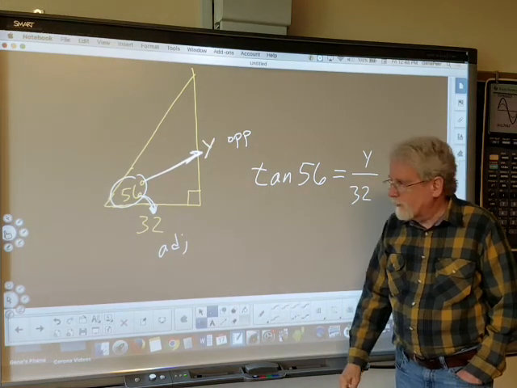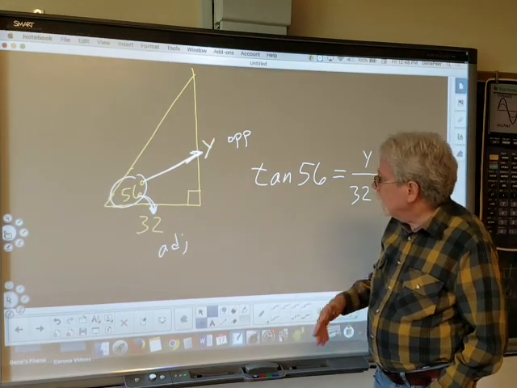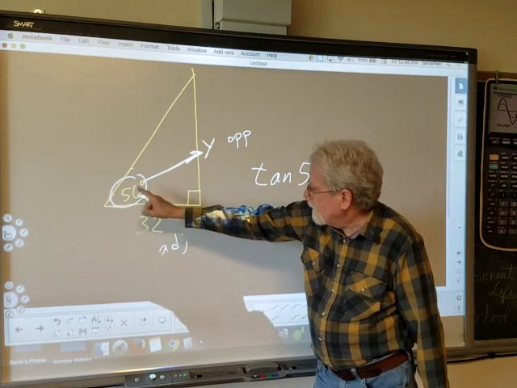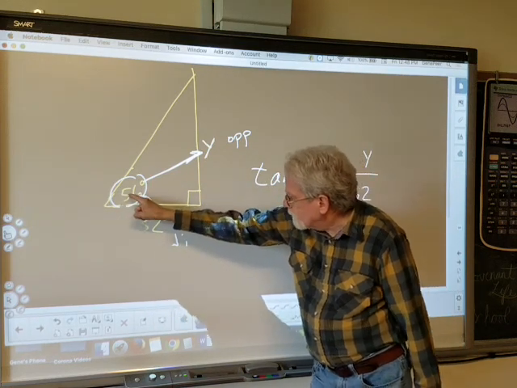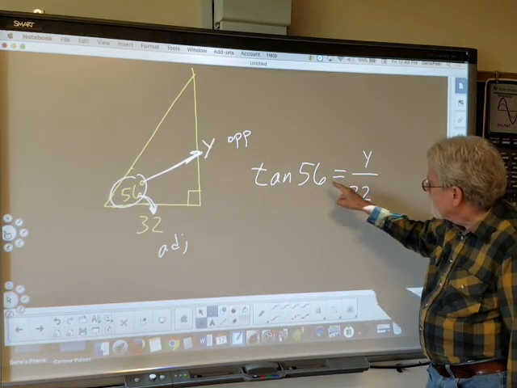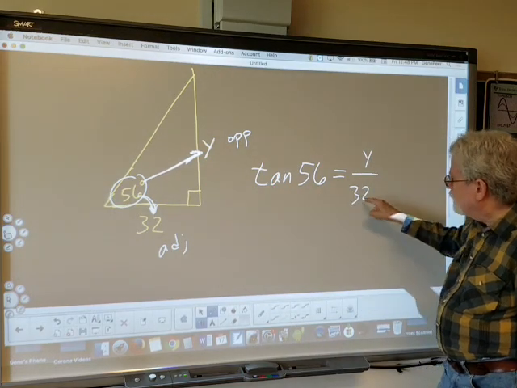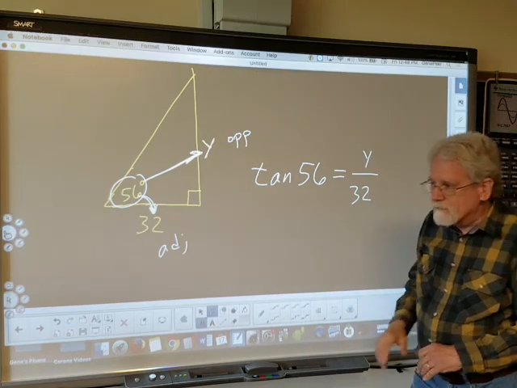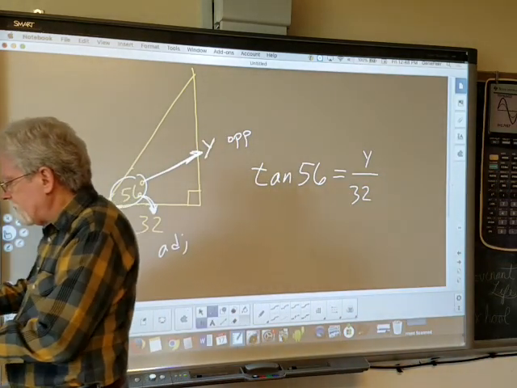Pretty easy so far, right? Tangent equals opposite over adjacent. Tangent of this angle, tangent of 56, equals opposite over adjacent. Now, next step. We go to page 311.